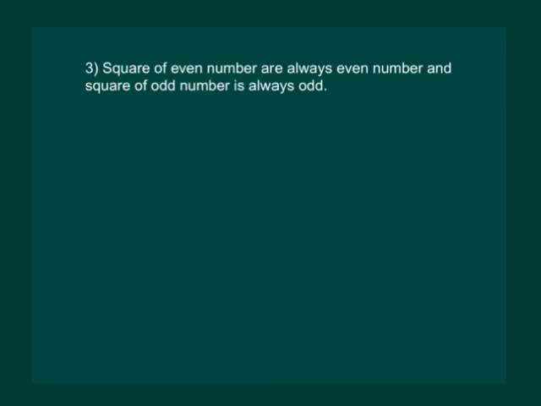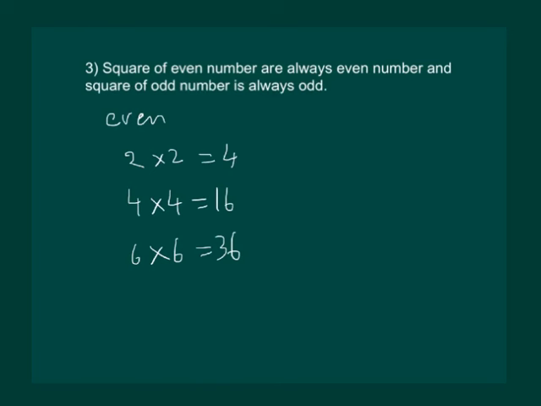Third property states that square of even number are always even number and square of odd number is always odd. Let us verify. Let us take some even numbers. We know that 2, 4, 6 are even numbers. Then 2 square will give us 4, 4 square will give us 16, and 6 square will give us 36. That means square of even number is giving another even number. 4, 16, 36 all are even numbers.